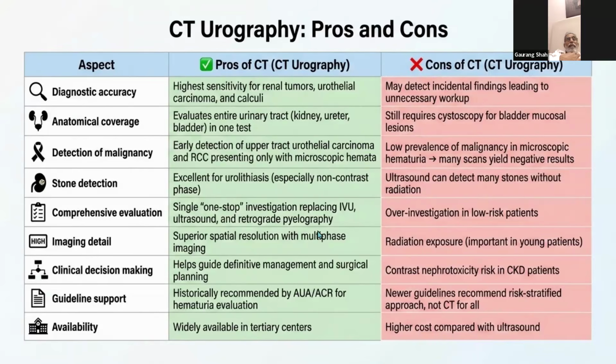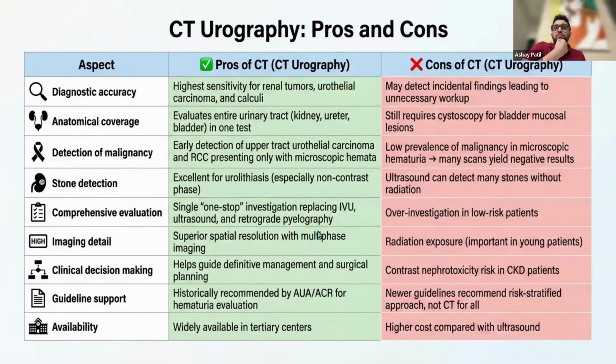Okay. So why do you want to do CT IVP? I mean, plain IVP. What are the advantages of CT IVP over plain IVP? Sir, in CT IVP I will get better anatomical delineation and small renal masses can be detected better, and it gives a better definition for all pathologies of the ureter and bladder tumors.